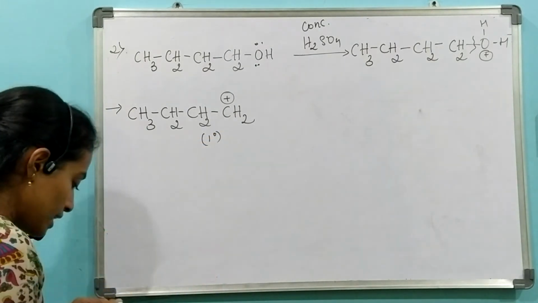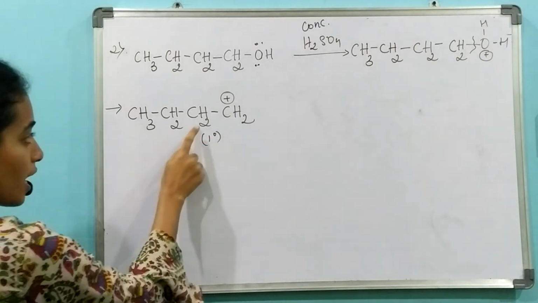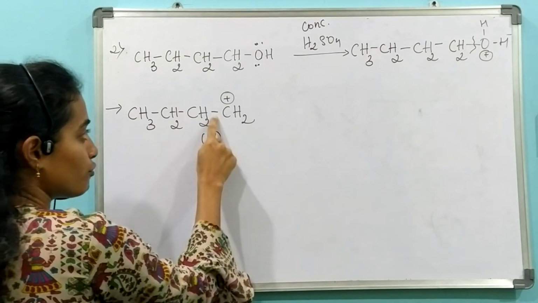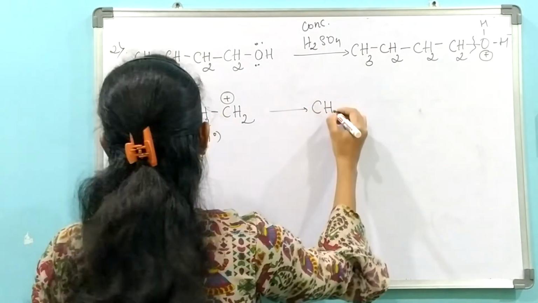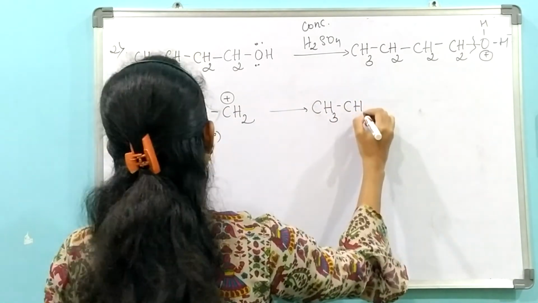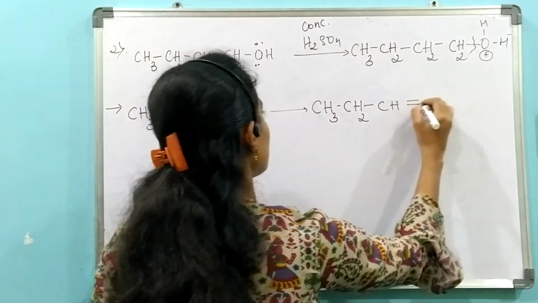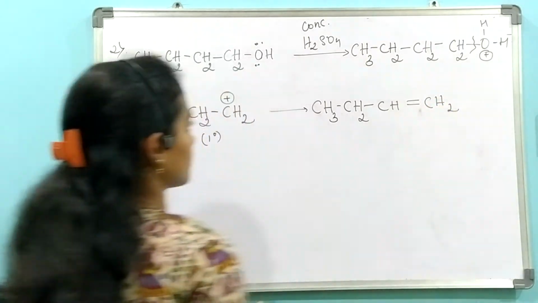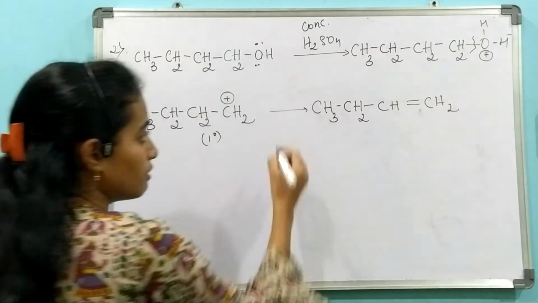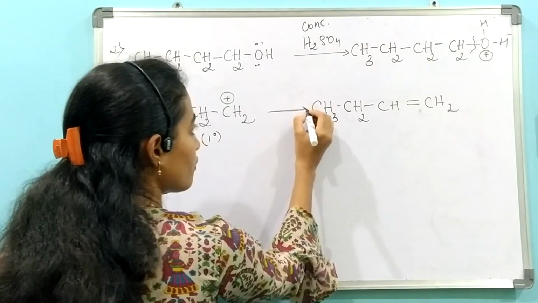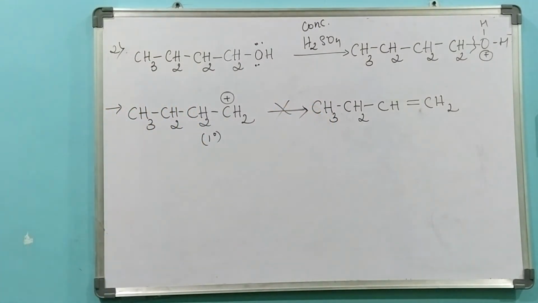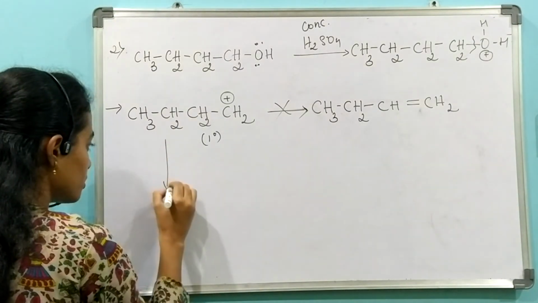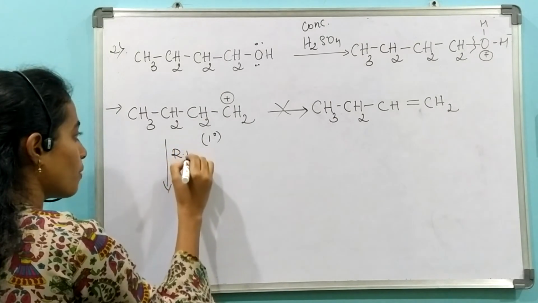So what will be our next step now? We'll remove the hydrogen from here and try to form the alkene. We will be removing the hydrogen from the adjacent carbon and try to form the alkene here. If you just observe, this particular alkene whatever you have formed is not the proper product according to the reaction. Then what are you going to get here? See, we have one more option, that is rearrangement.